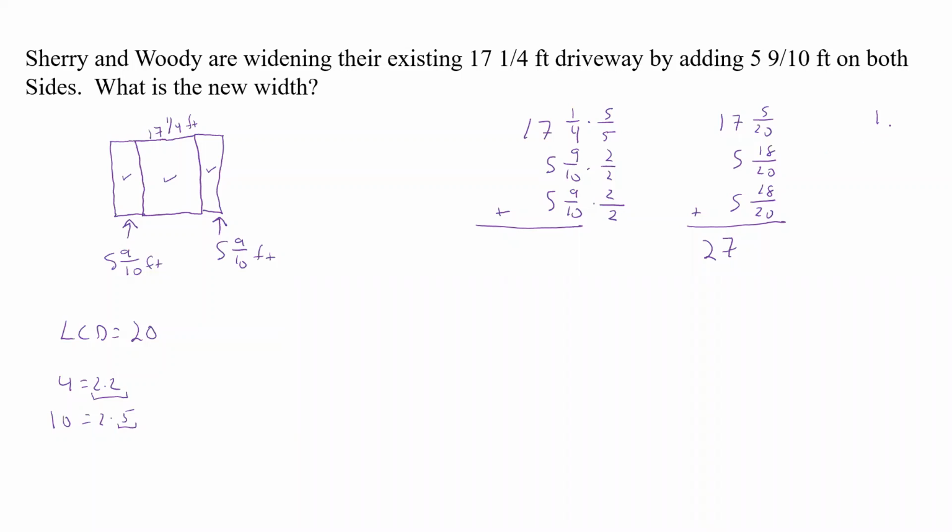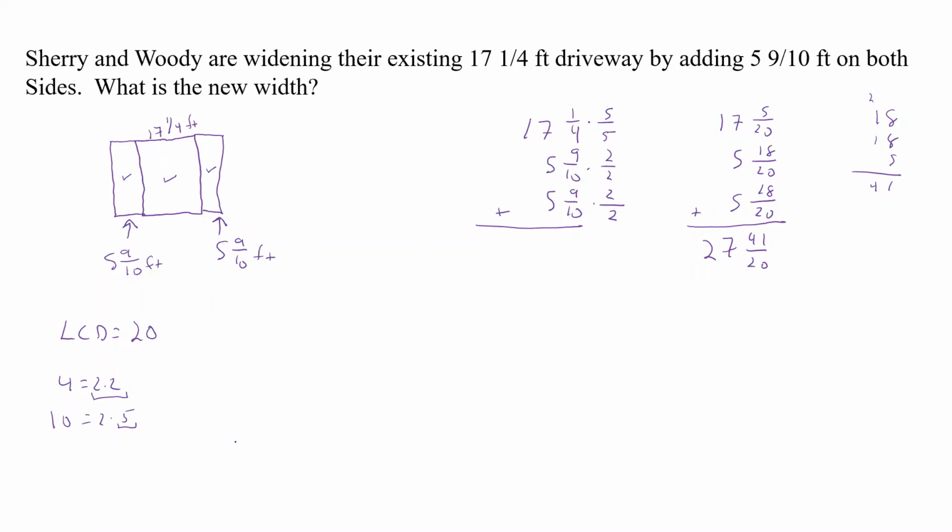So we have 18 plus 18 plus 5, so that's 16 plus 5 is 21. So that's going to give us a 41. And so we'll have 41 over 20. Okay. So what does 41 over 20 give us?